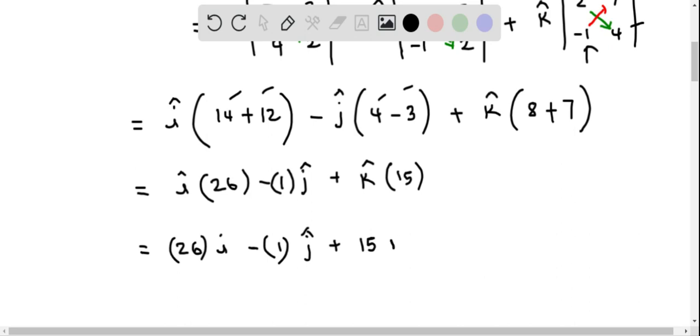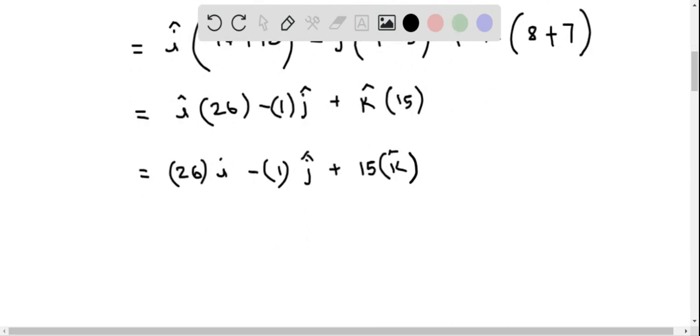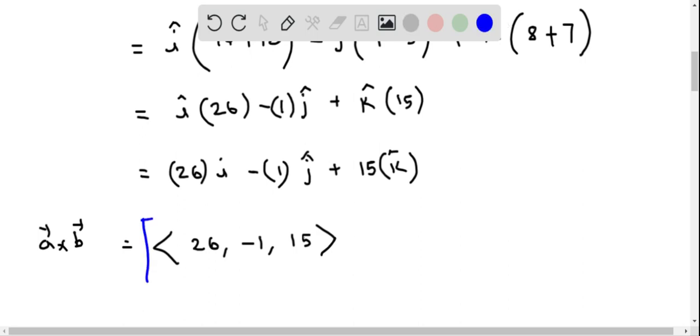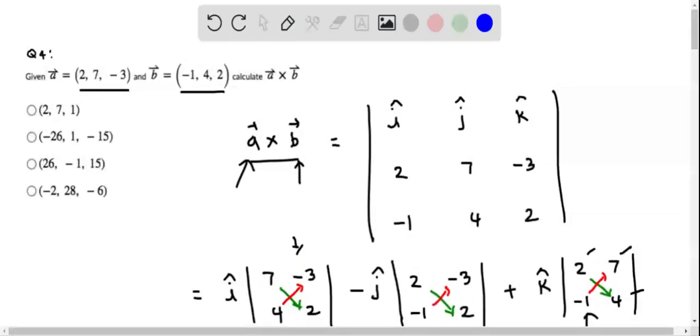plus 15k, which we write in vector component form by writing the components using this bracket. The first one is 26, then negative 1, and for the k component it is 15. So the cross product of these two vectors is this vector, in component form written as 26, negative 1, and 15. And so we choose this answer choice. This one is correct.